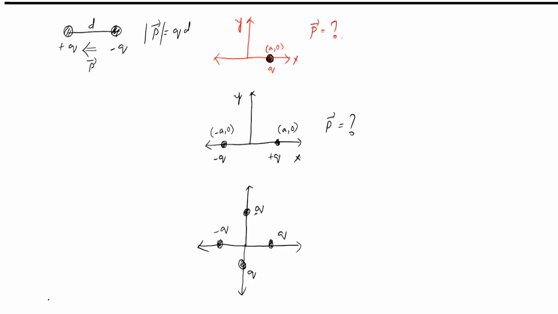Now, here comes the solution. Dipole moment of discrete charges. If you want to find out the dipole moment of discrete charges, you have to use this formula: summation of qi ri vector. This is the formula. But there is a twist here.